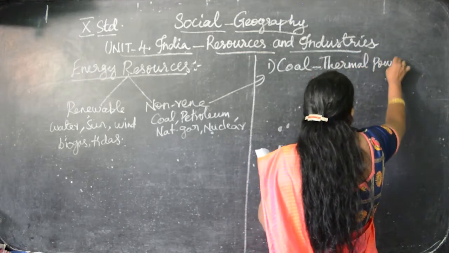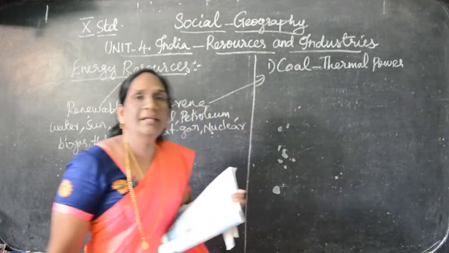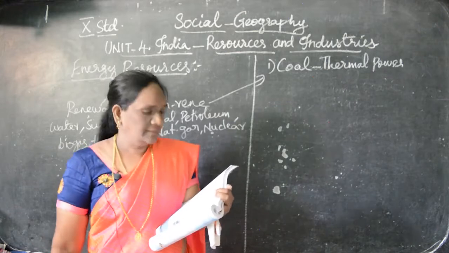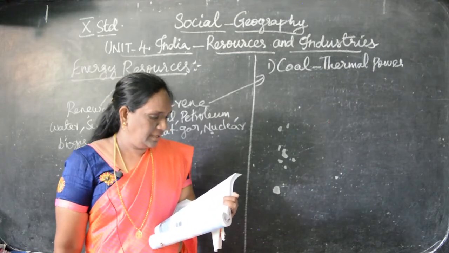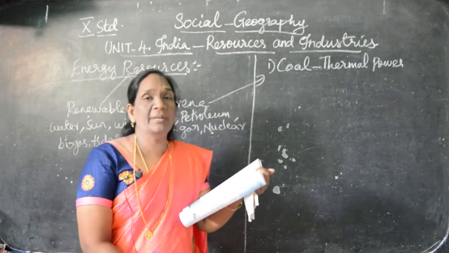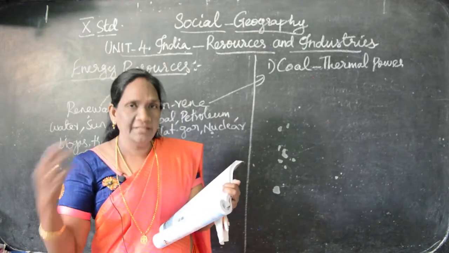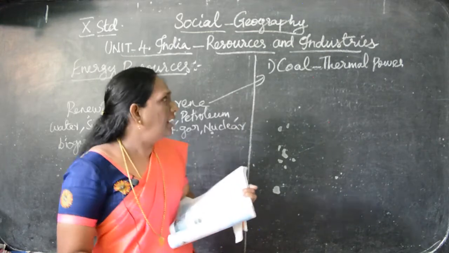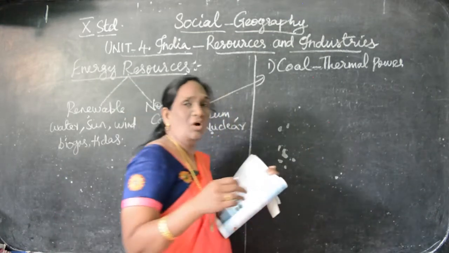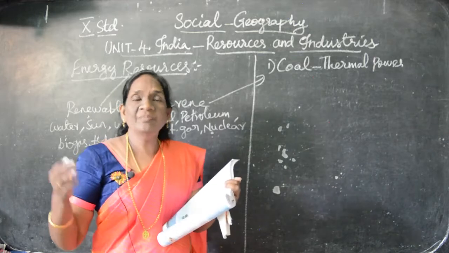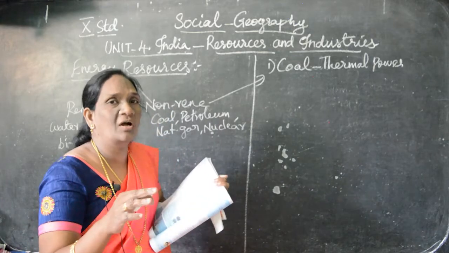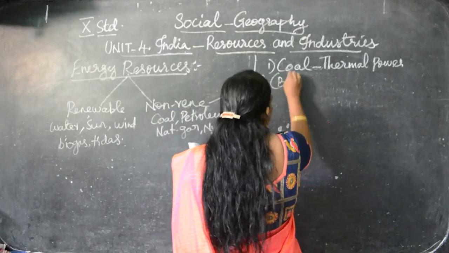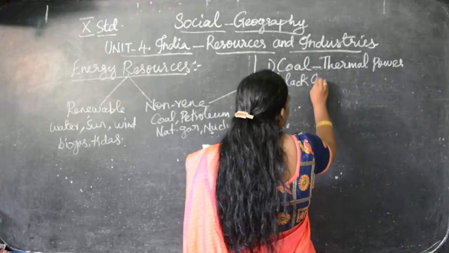The energy which we are taking from coal is called thermal power. Understand? And it is very much useful. This thermal power is very much useful in the industrial development of a country, and it solves many needs for the industries. Understand? So it is called the black gold. This coal is called black gold.